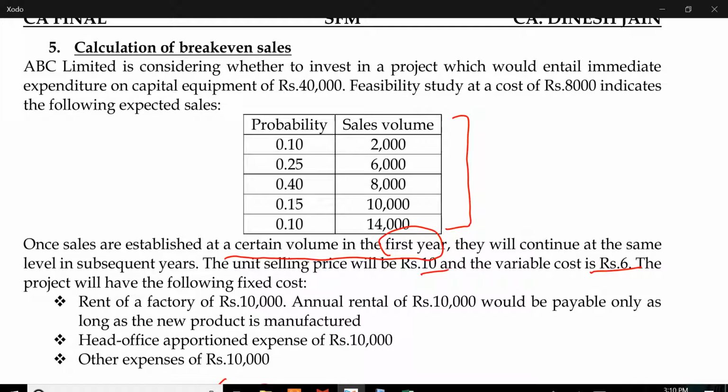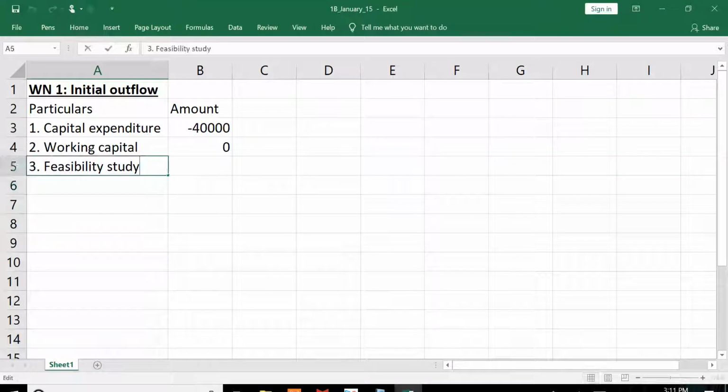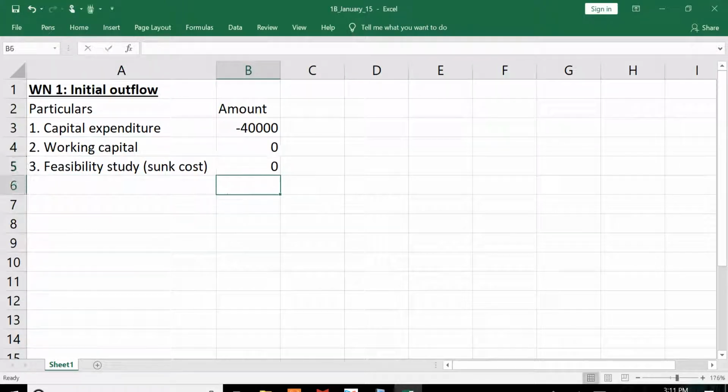8,000. Is it relevant or irrelevant? It's an irrelevant expense because it is already incurred by the company. We are deciding whether to invest in the project or not, and the feasibility study is already done. Once you are done with the feasibility study, it becomes a sunk cost. So feasibility study, in brackets, sunk cost, 0.